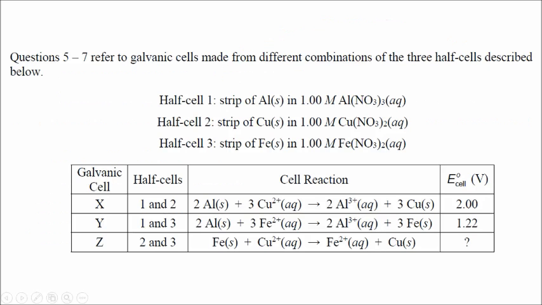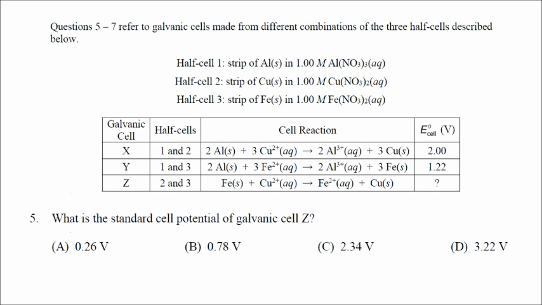All right, for these next 3 questions, we have a table of information. We have a galvanic cell X, Y, and Z, and those are constructed from two half cells. So in galvanic cell X, we have aluminum and copper. In galvanic cell Y, we have aluminum and iron. In galvanic cell Z, we have iron and copper. We know the standard potential for X and Y. We don't know the standard potential for Z. That's our first question. What is the standard potential for galvanic cell Z?